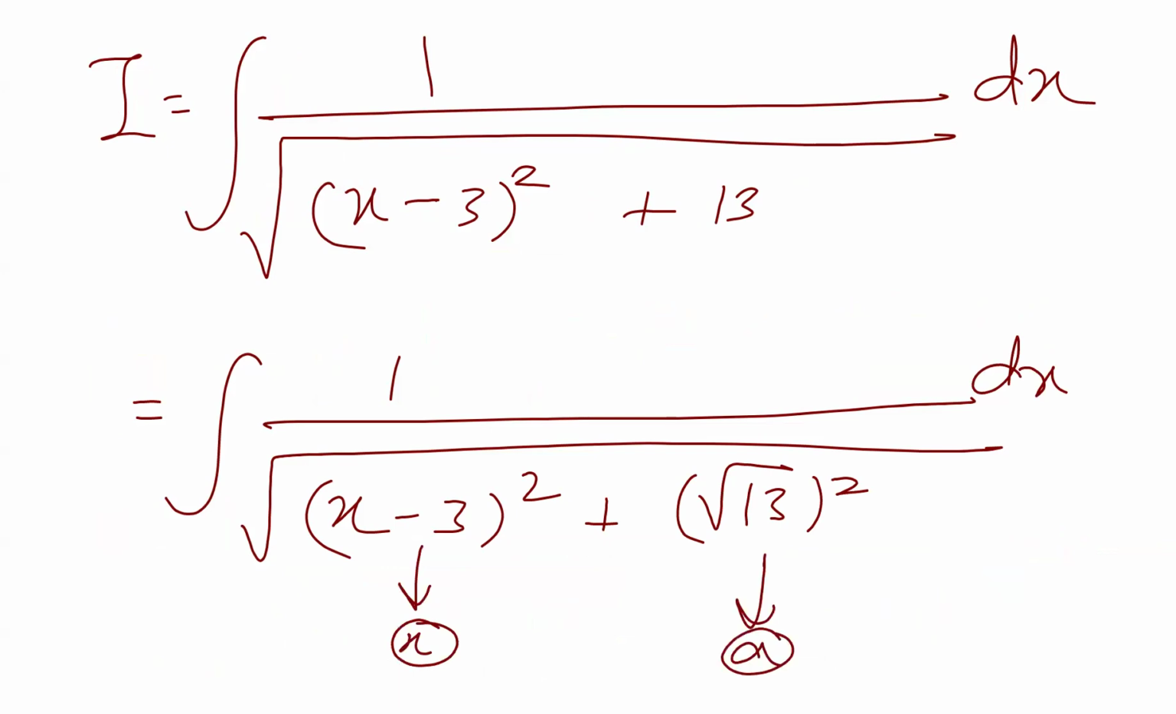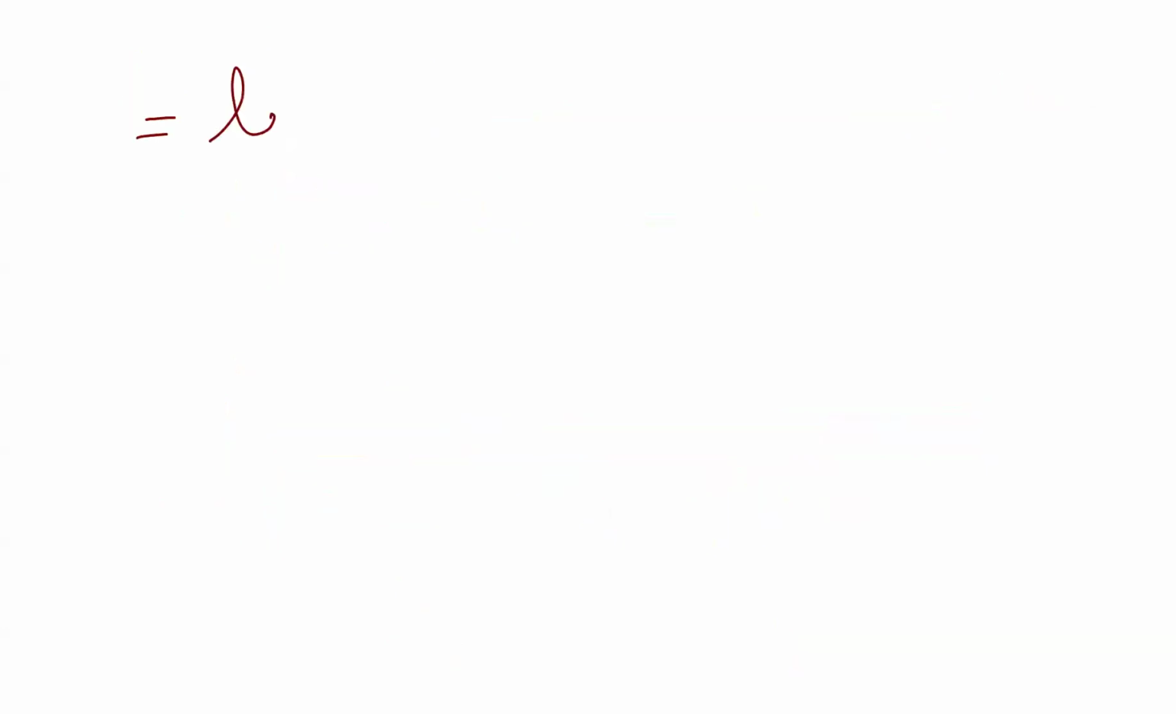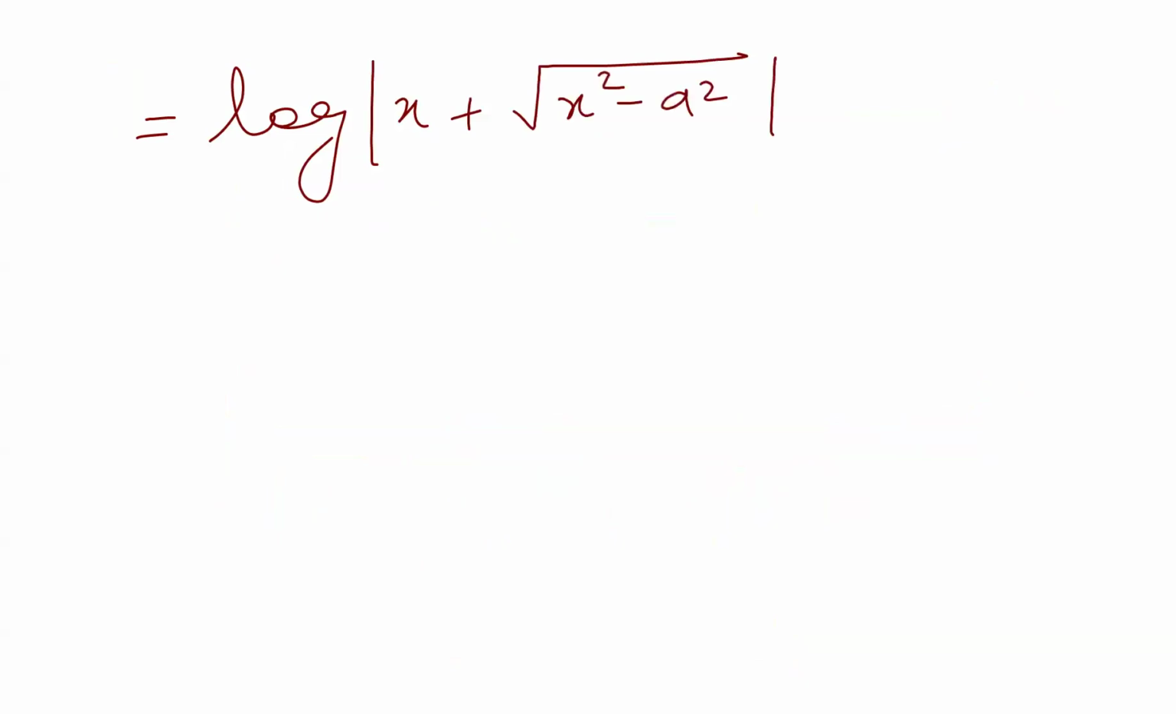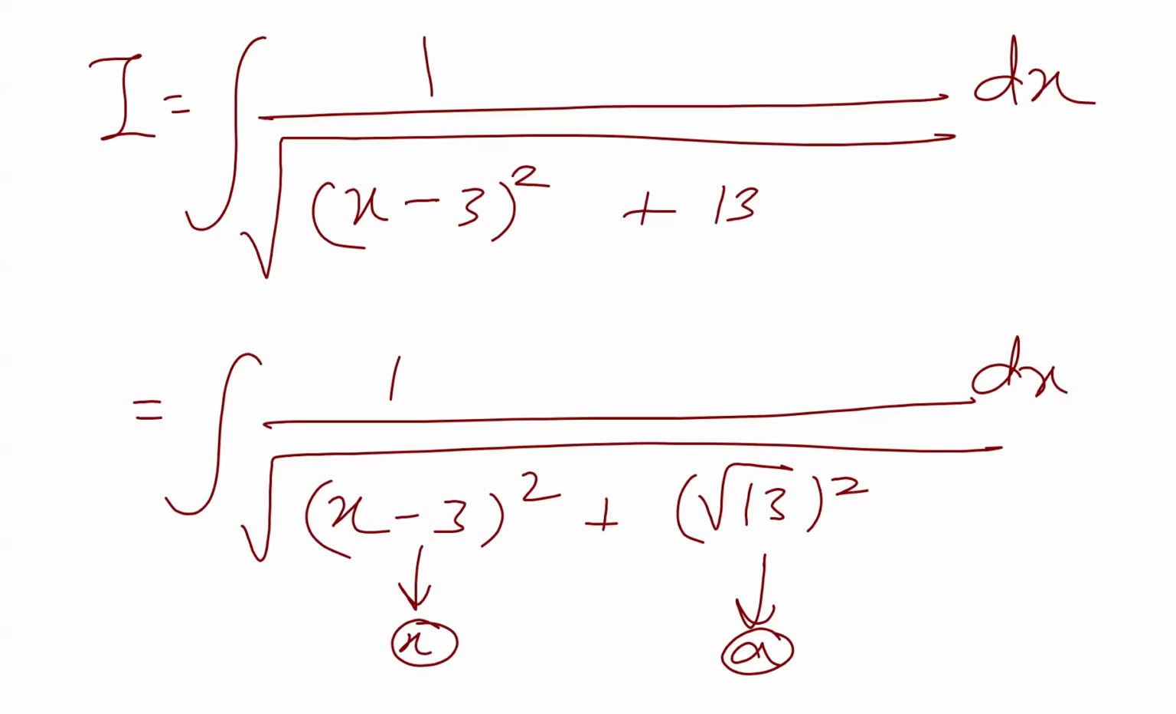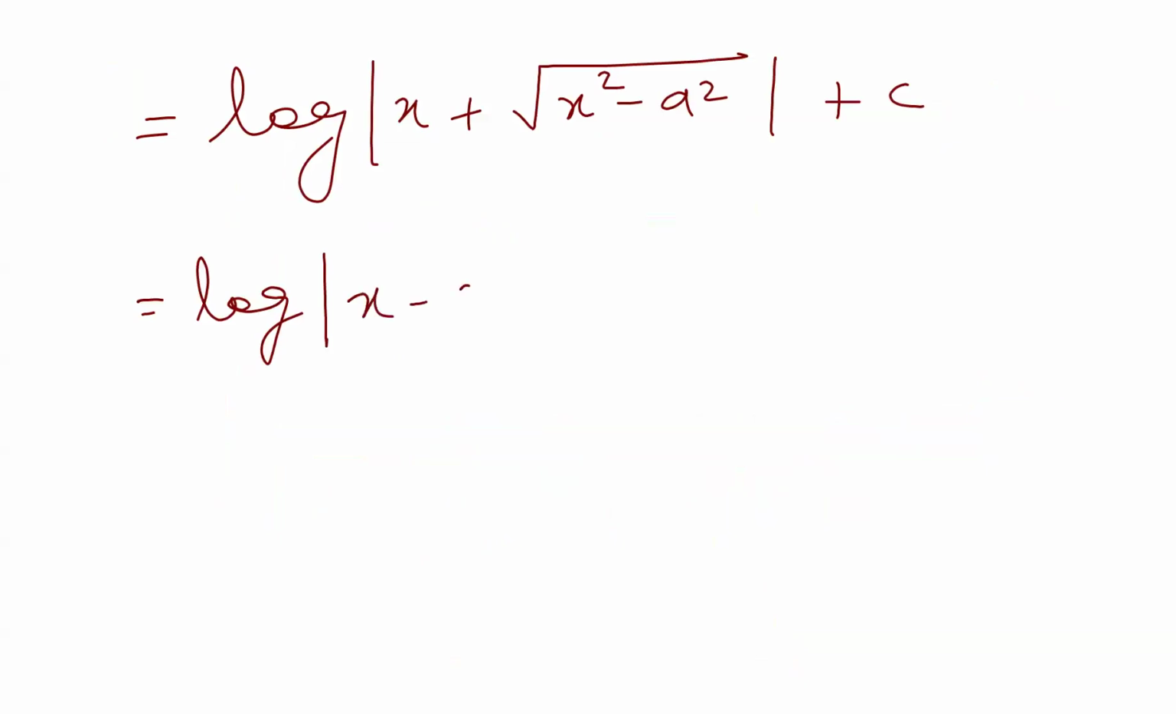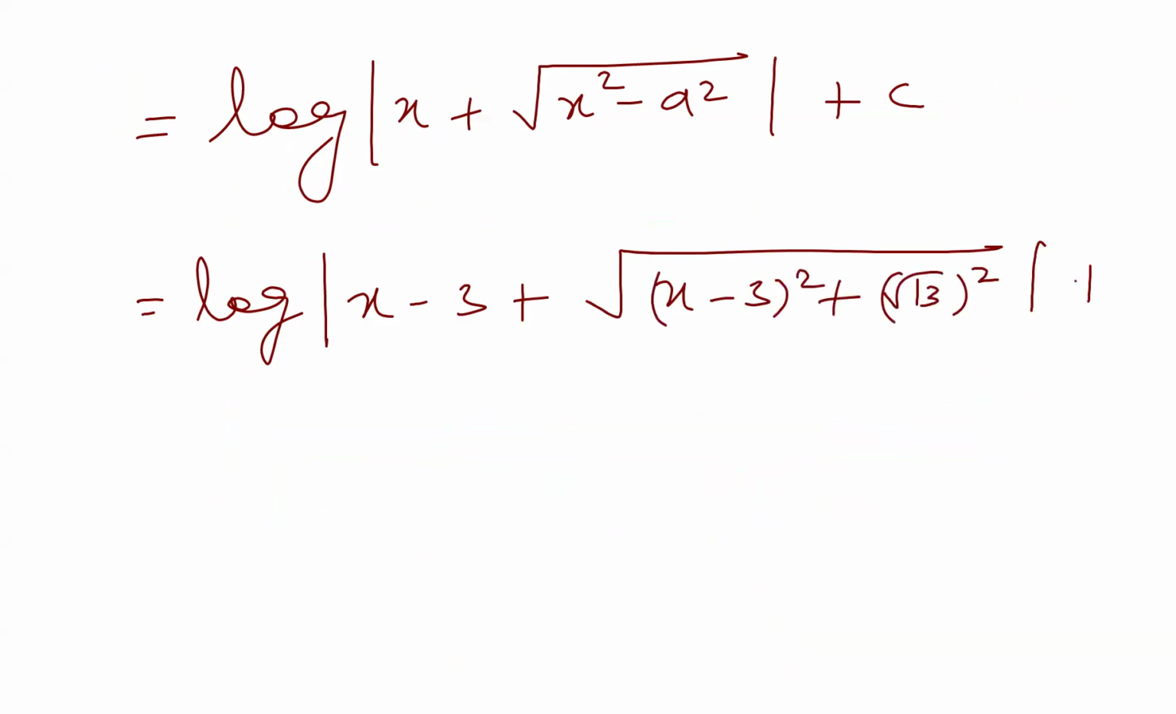So this is log mod 1 upon root of x square plus a square. I'll just write down the formula first: log mod x plus root of x square minus a square plus c. If you take a good look, x is x minus 3 and a is root 13. So x minus 3 plus root of x minus 3 the whole square plus root 13 the whole square, upon dy dx of x minus 3.